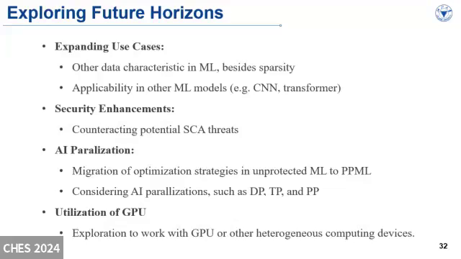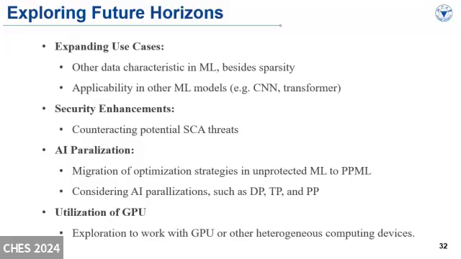At the end of this talk is a small discussion of the potential future works. For example, we can expand the use cases by using other data characteristics in machine learning, besides the sparsity used in this work. And this can further improve the applicability in other machine learning models, such as CNN and Transformer.